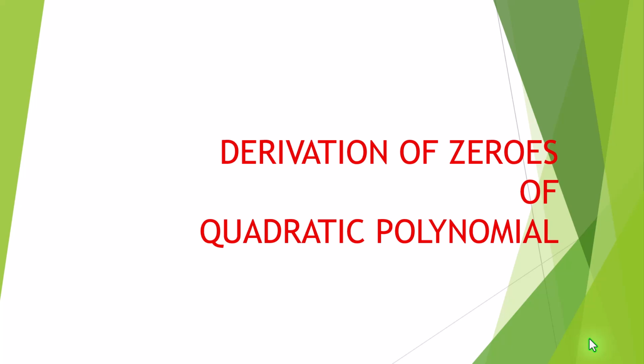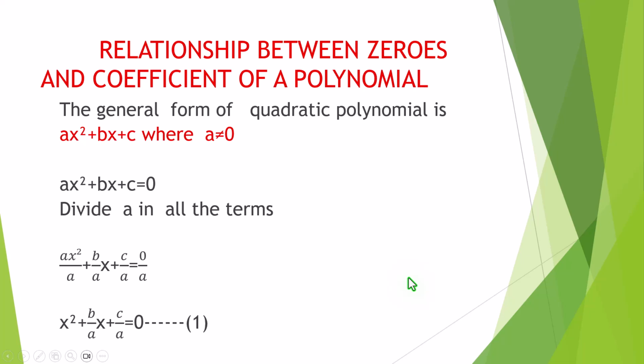In this video, I am going to discuss the derivation of zeros of a quadratic polynomial. Let's get started. The derivation of zeros of a quadratic polynomial is the relationship between the zeros and the coefficients of the polynomial. Also, the general form of a quadratic polynomial is ax square plus bx plus c, where a is not equal to 0.